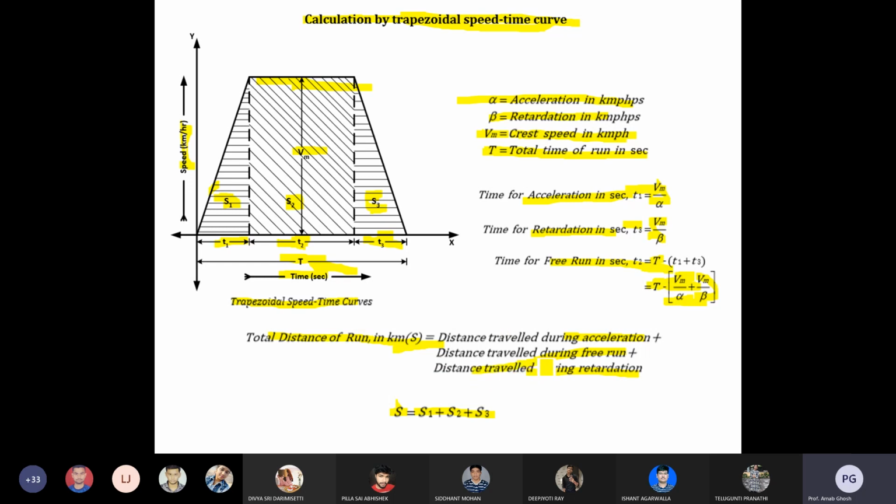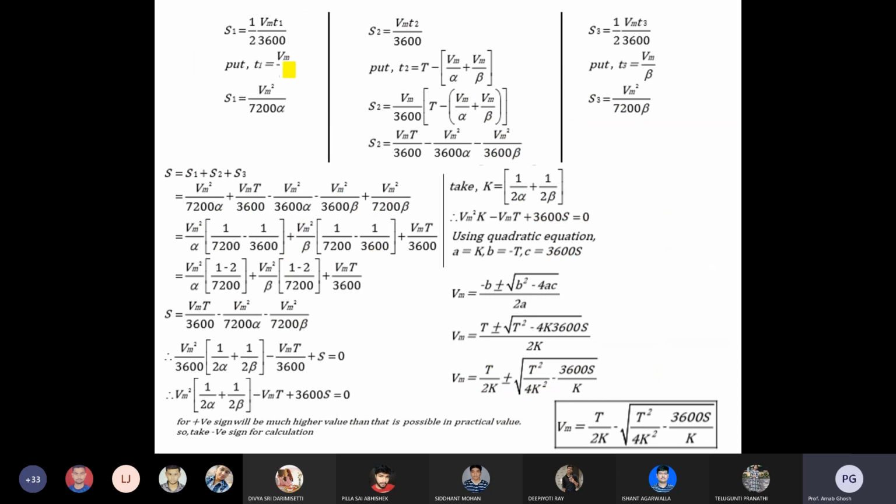And next, for the distance traveled during the retardation, it is the same thing: half base into height, where base is equal to T3 and height is equal to Vm. You can replace the values. Okay, here we have S1, S2 and S3. Now I have the value of S1, half base into height. Now you are converting the values, since the speed was in kilometer per hour, that is why you are converting to seconds.